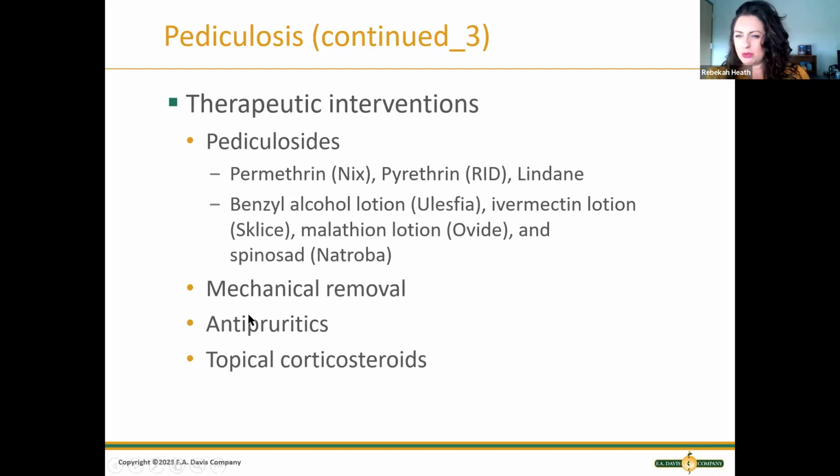Mechanical removal is using those little lice brushes to get rid of the eggs, get rid of the nits, things like that. Antipyretics, those are anti-itching medicines, and then topical corticosteroids. So the steroid is going to help with inflammation.